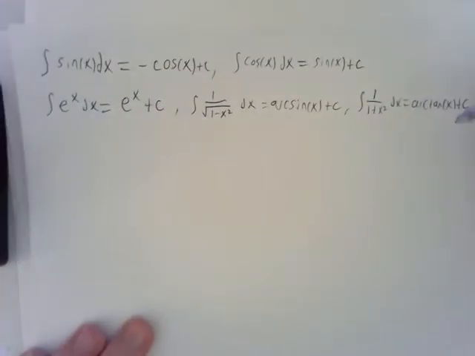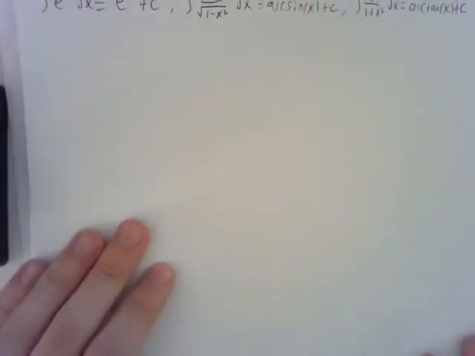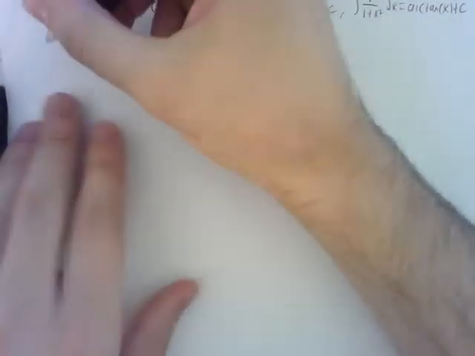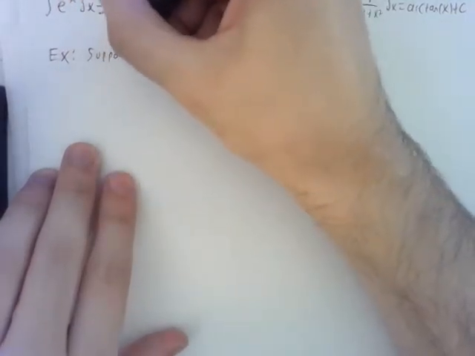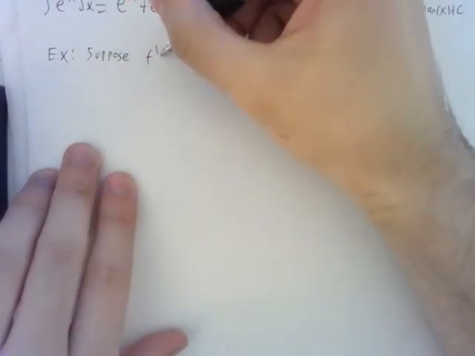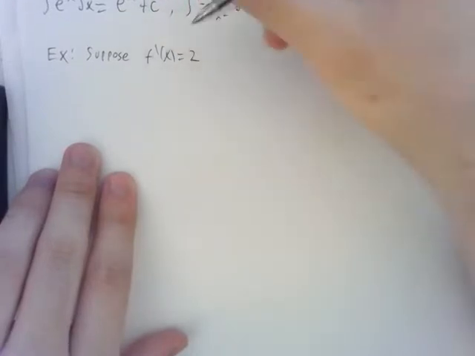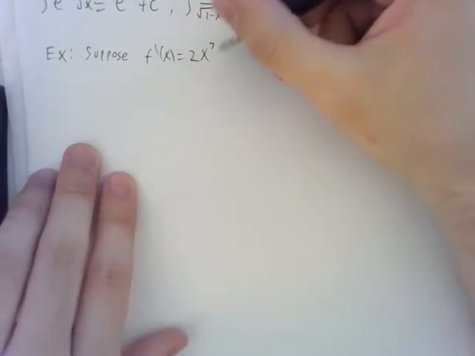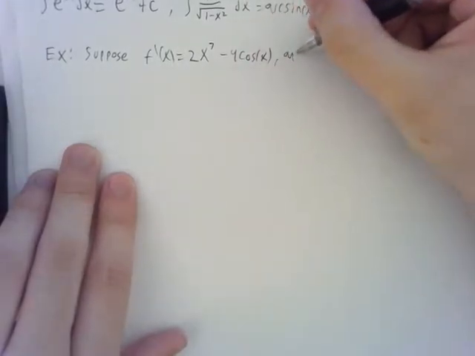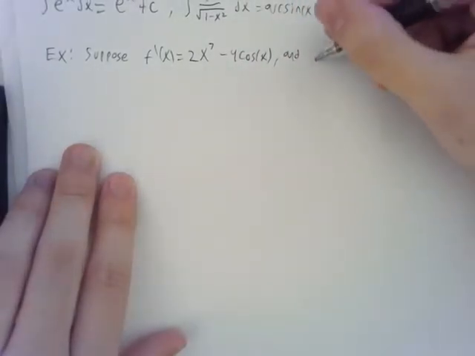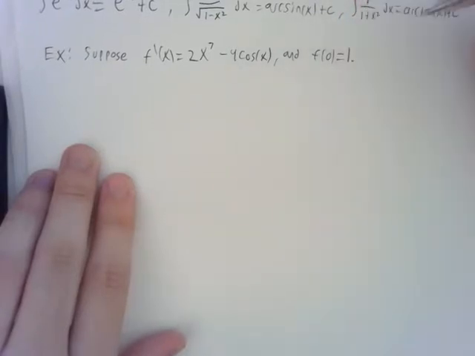So let's see an example. So let's suppose f prime of x is equal to 2x to the 7th minus 4 cosine of x. And we're given the further information that f of 0 is equal to 1. And we want to find the original function f of x.